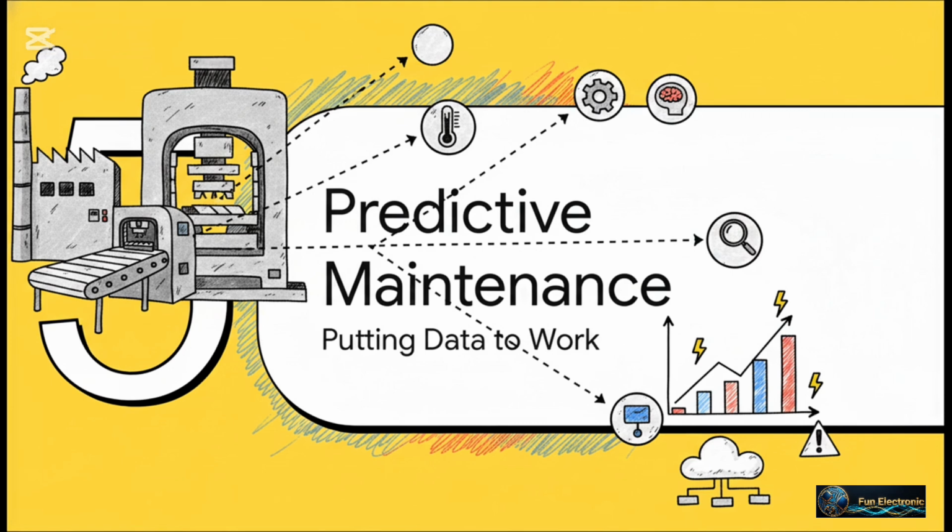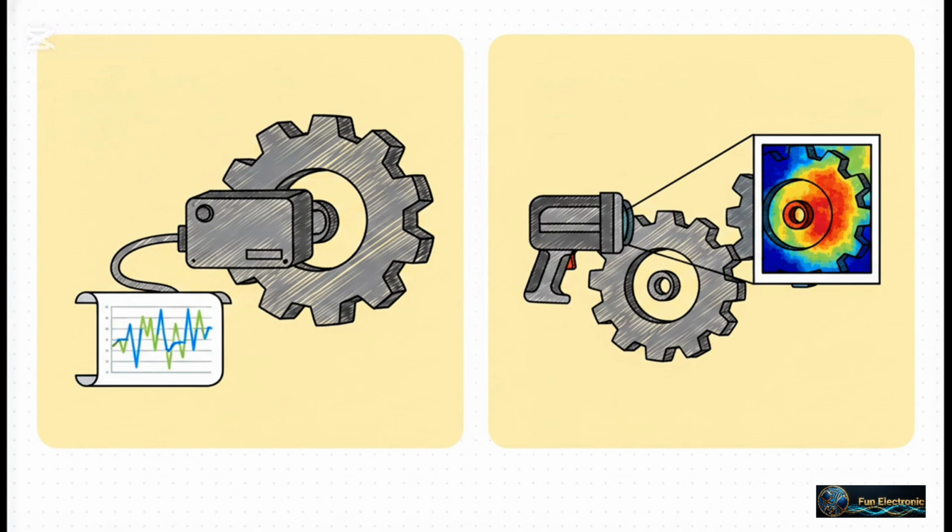All right, let's connect the dots here. How do we take all this amazing sensor technology and actually put it to work to keep modern industry running smoothly? Enter industrial predictive maintenance. A really common question on the factory floor is whether to use fixed sensors or thermal imaging cameras. Well, they actually serve very different operational roles.